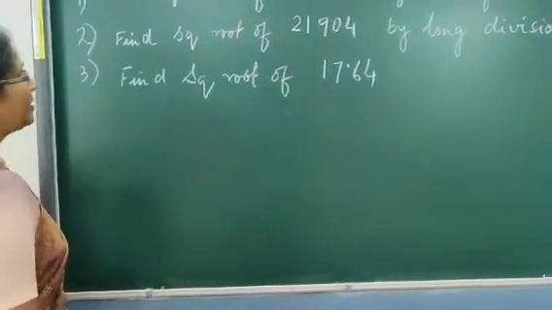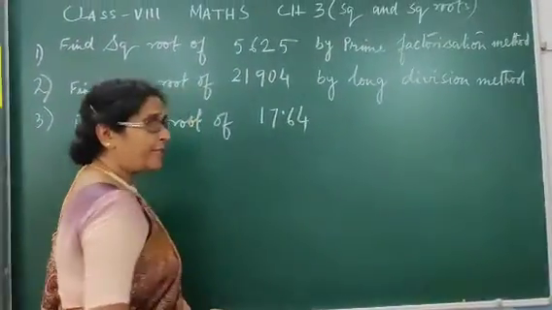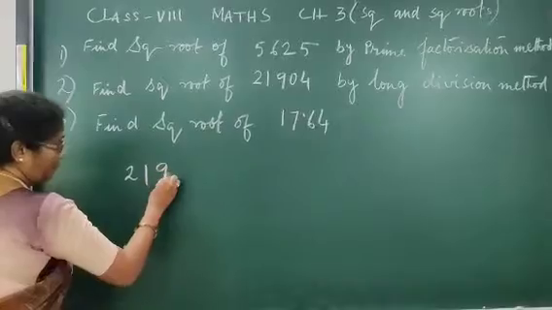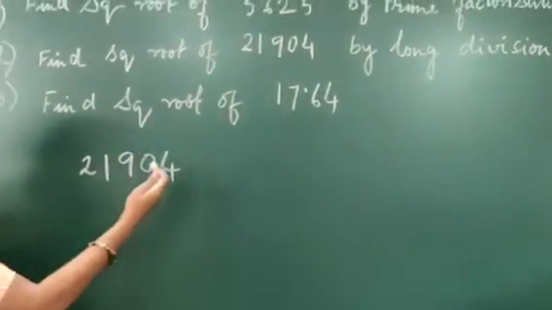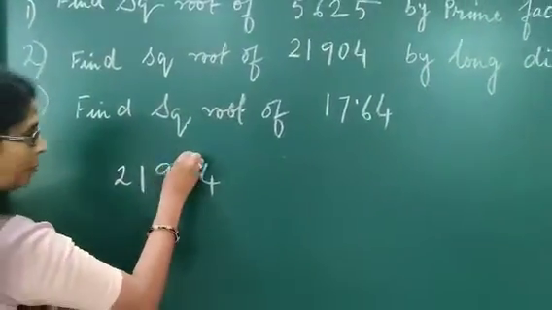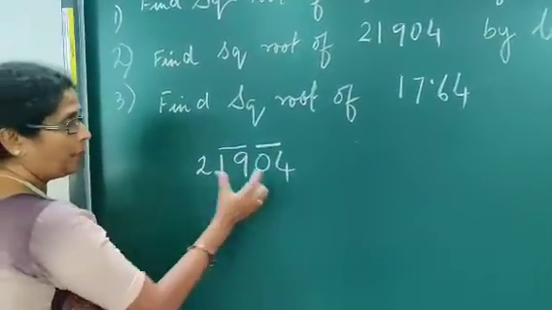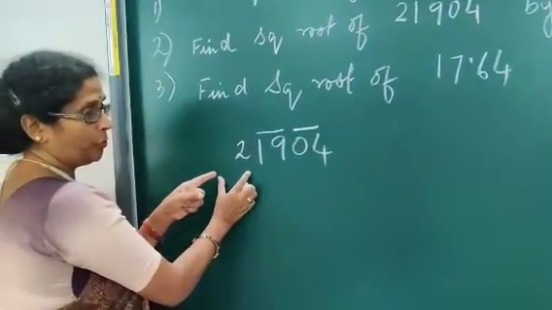Now the next question is given to solve by the long division method. So this is the number that I am writing. In the long division method, from the right side onward, we have to take 2 digits in a group. So 04 in a group, 19 in a group, and the number 2 is left alone.